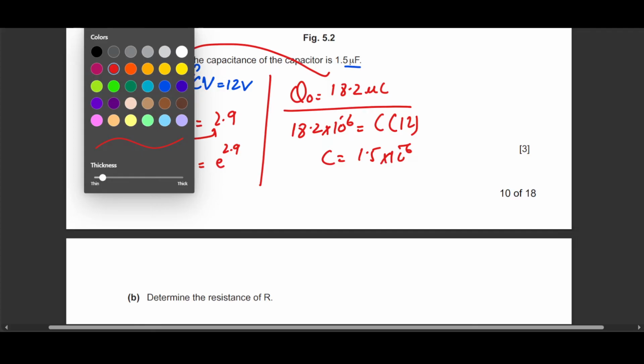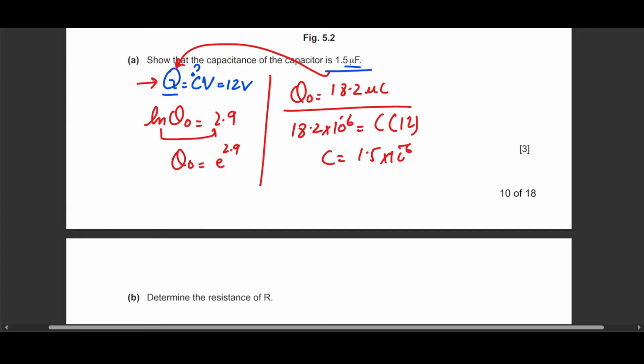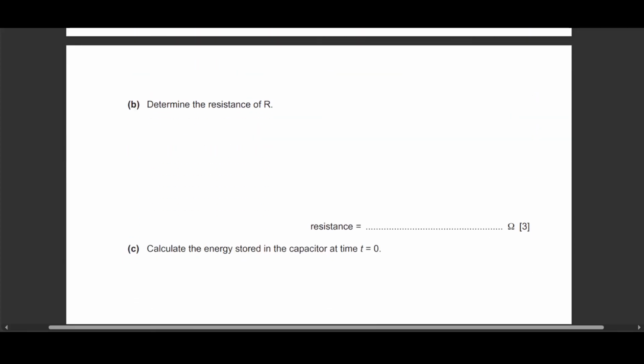So we have successfully shown that the capacitance is 1.5. Next, he says determine the value of the resistance R. Now notice that we have a component of time constant, which is tau equals RC. So if you increase the resistance, the capacitor loses its energy slowly into the system. It reduces the amount of current, so the capacitor discharges slowly.